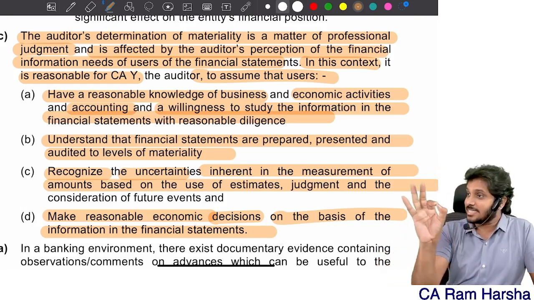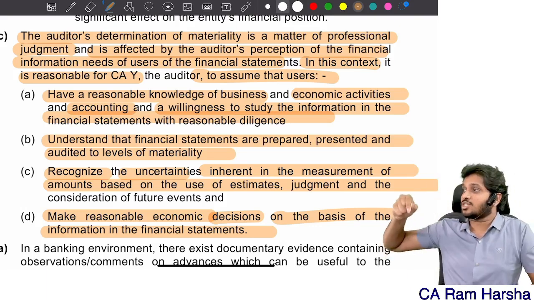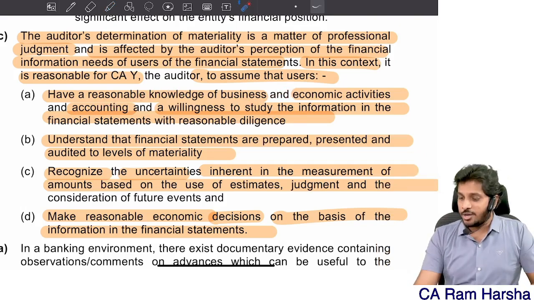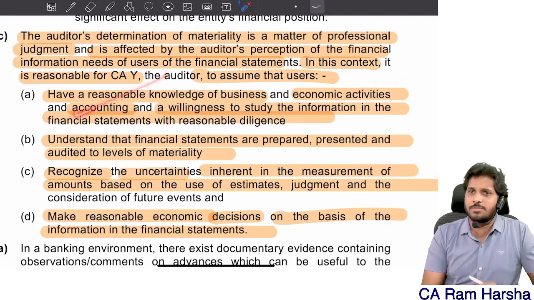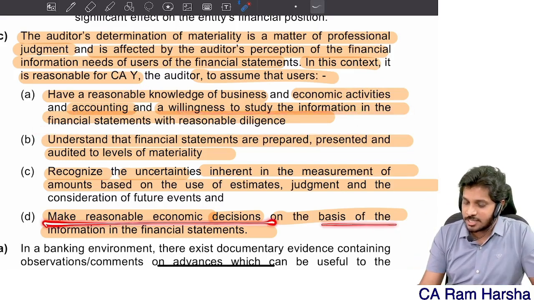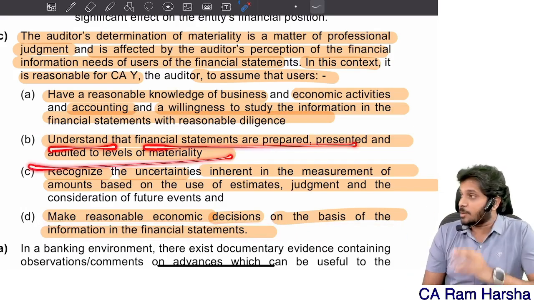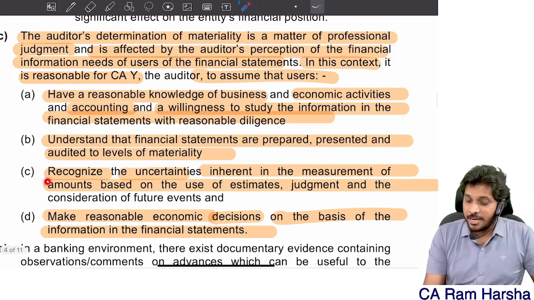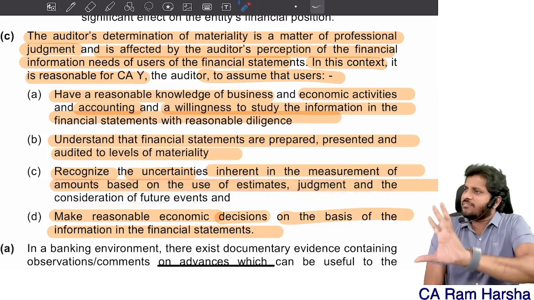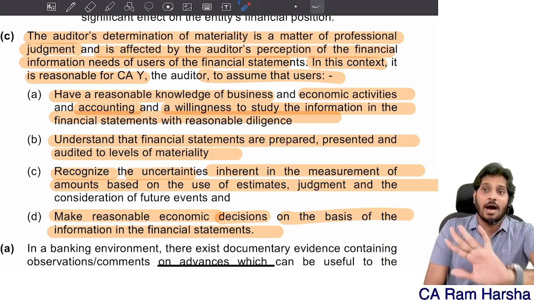So what the standard says, SA 320 says, is that for the auditor, it is reasonable to have assumptions about users. What assumptions? That users have knowledge of business and economic activity, they are knowledgeable about accounting, they are willing to study the entire financial statements and take decisions based on the information in the financials, and users understand that financials are prepared to levels of materiality, and users recognize the uncertainties in the estimates, judgments and consideration of future. They all know this. You assume that they know this. Accordingly, you give disclosures as required by the applicable financial reporting framework.